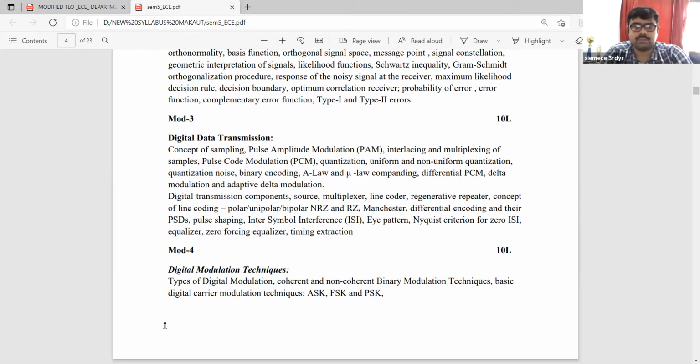So digital transmission components: source, multiplexer, line coder, regenerative repeater, concept of line coding, polar, unipolar, bipolar, NRZ, RZ, Manchester, differential encoding, and their PSDs that we will see. Pulse shaping, different types of intersymbol interference, a very important article. Eye pattern, Nyquist criteria for zero ISI, equalizer, zero forcing equalizer, timing expressions that we have to study.